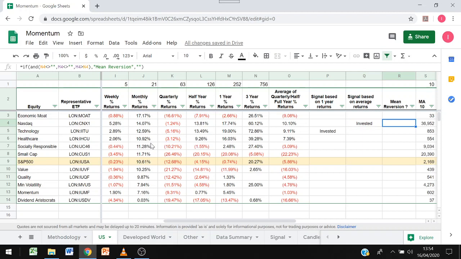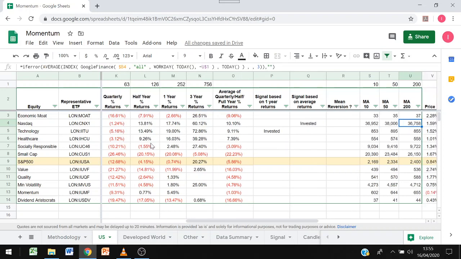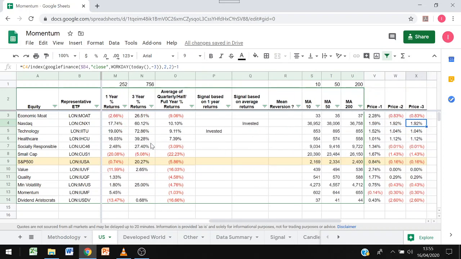This looks at mean reversion, which is where the 1 year return is greater than the 3 year returns. So it suggests that on a longer term basis, the performance isn't very good, but on a shorter term basis, the fund has done well, but it might revert back to the mean, to a longer term growth rate. Some moving averages over here, and then price movements on different days.